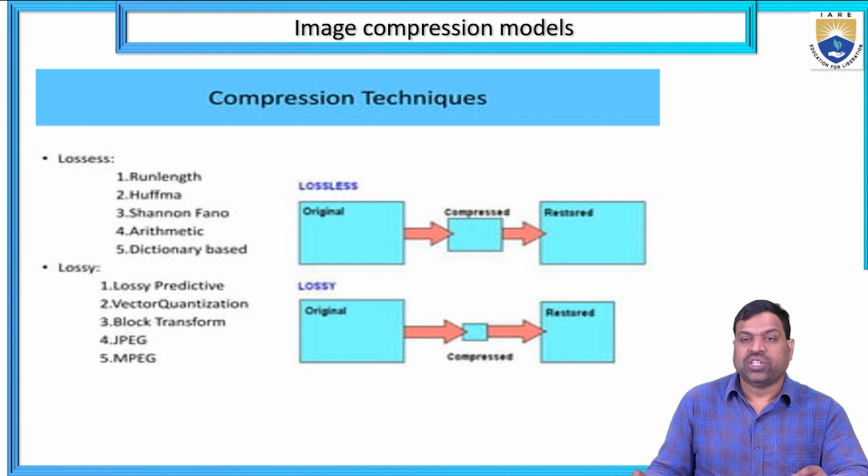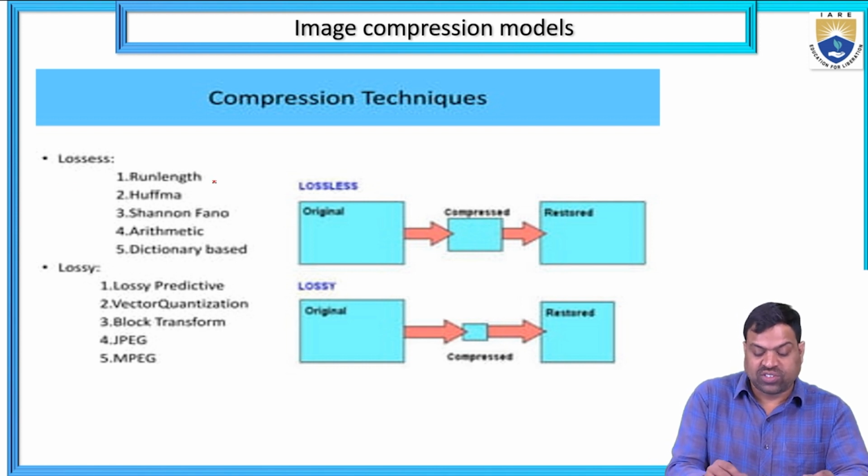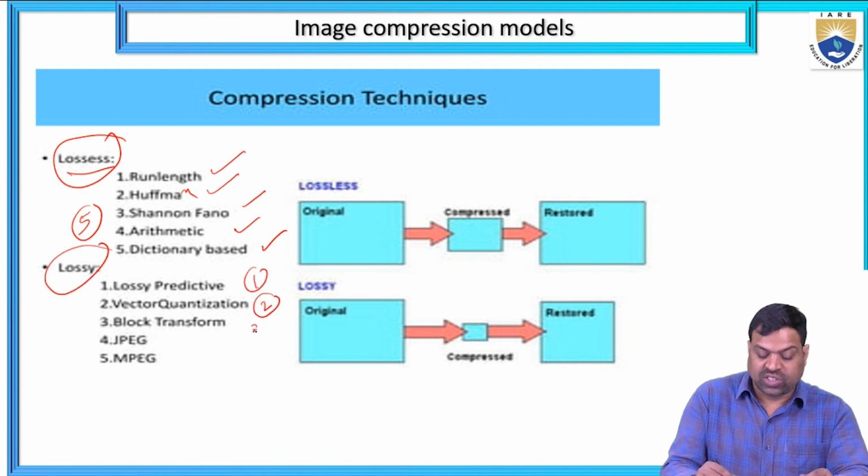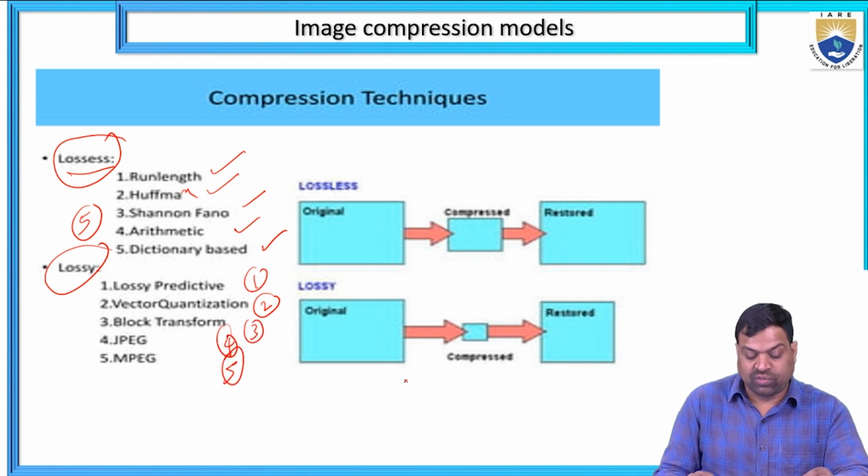And what are the compression techniques? Lossy and lossless, there are two. We are dividing it into two methods: lossy or lossless. When I go for lossless: run length coding, Huffman coding, Shannon-Fano, arithmetic, and dictionary based. These are the 5 types of lossless. And for lossy: lossy predictive, vector quantization, block transform, JPEG, and MPEG. These are the 5 types.